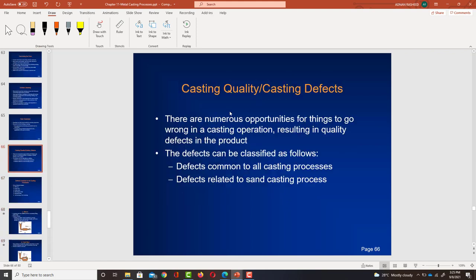Now, casting quality, casting की quality क्या है? By what we can measure the quality of casting? So that is determined by defects. Now defects are the faults that can originate in a casting process, and there are several factors or reasons that lead towards the casting defects.